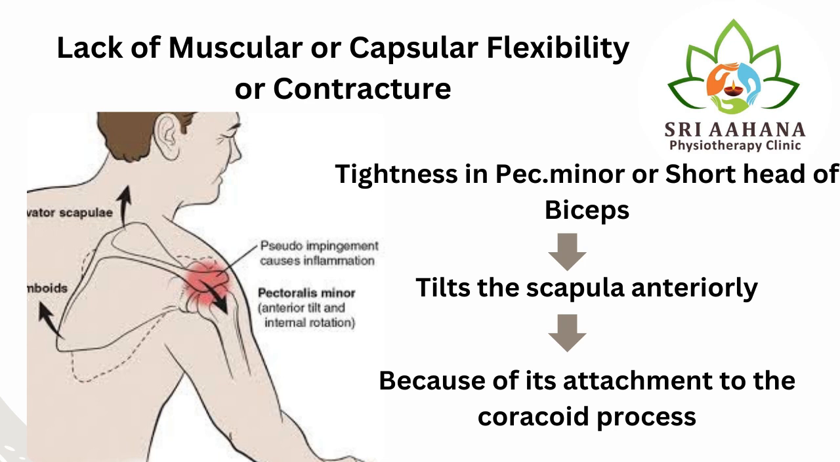Lack of muscular or capsular flexibility or contracture. Tightness in pectoralis minor or shortening of biceps tilts the scapula anteriorly because of its attachment to the coracoid process.